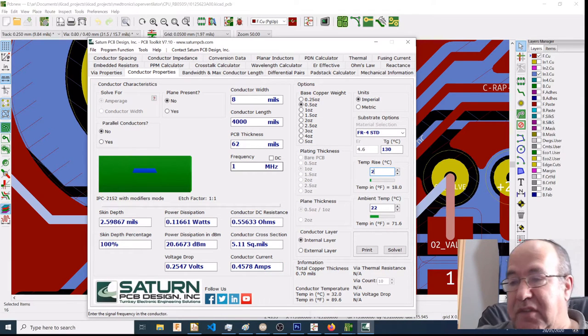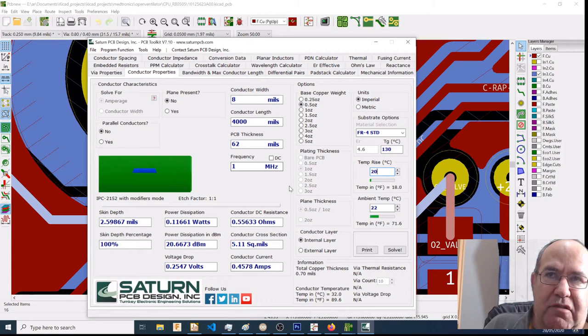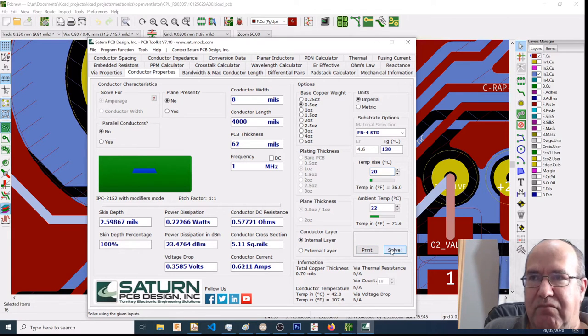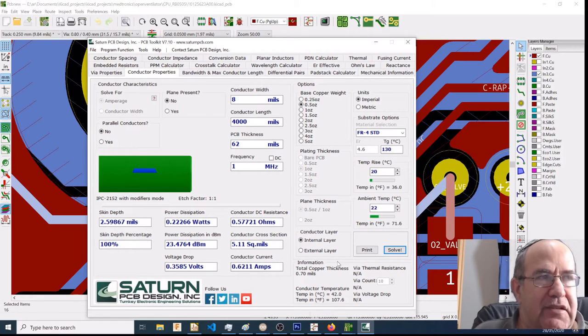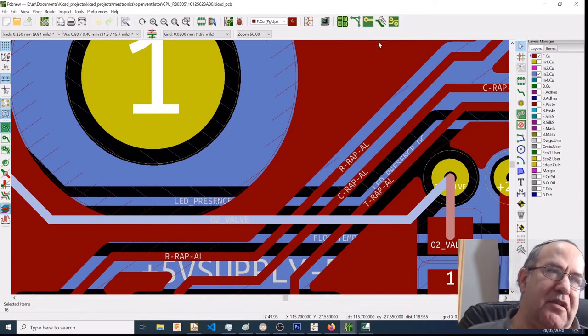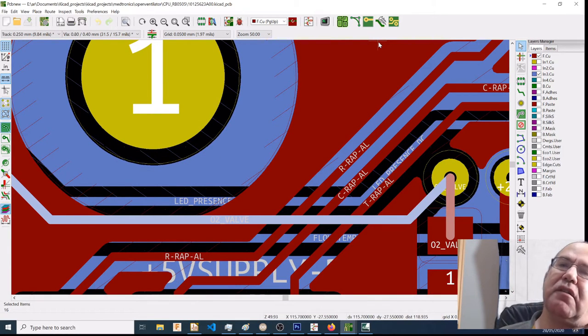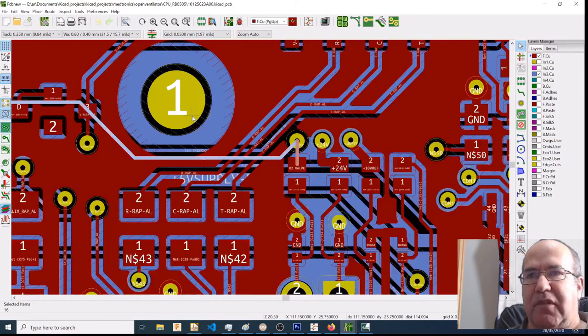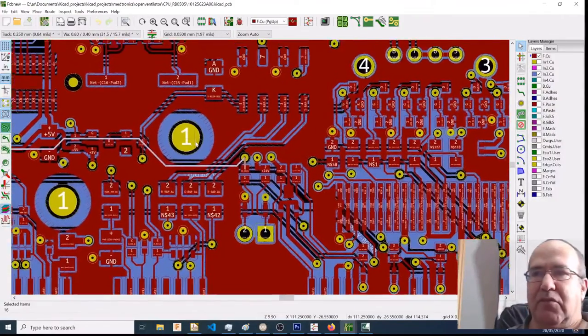If I allow it a 20 degree temperature rise, which is not great for a medical device, I can get to 0.6 amps. It is okay, but not great, judging by the fact that this is not an on-off, it's pulse width modulated. It's more than likely okay on an 8mm trace.